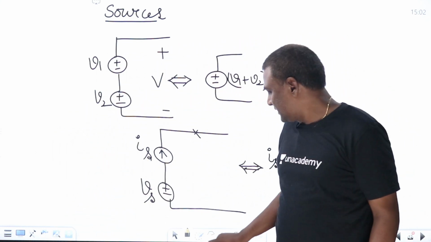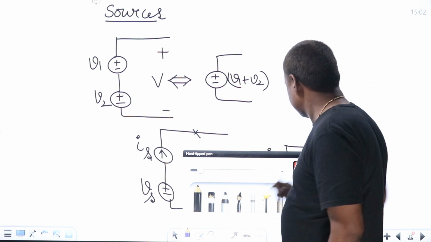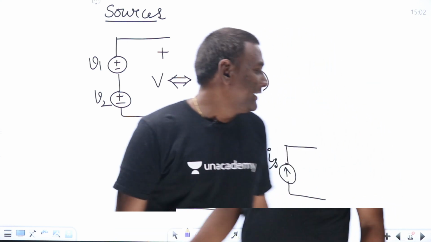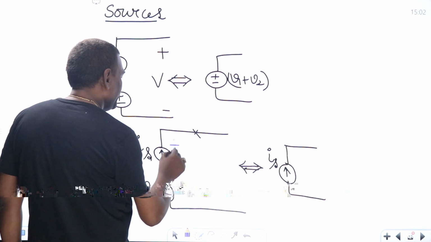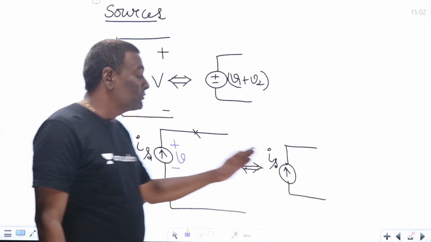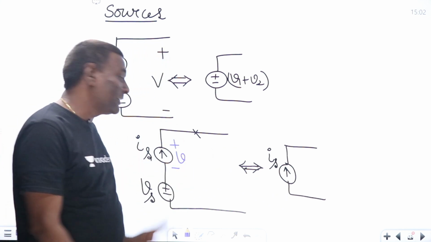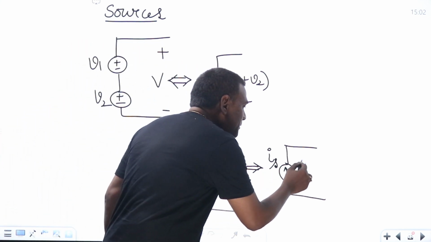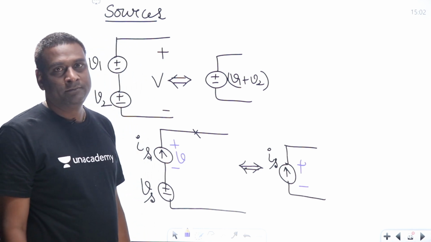For example, if they ask you to find the voltage across the current source, can you transform from here to here? No. Now it is going to be an internal matter. This particular voltage will be different.